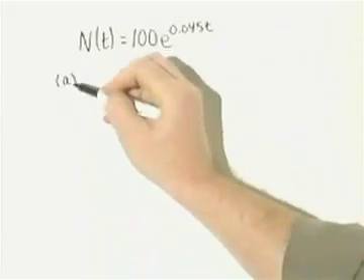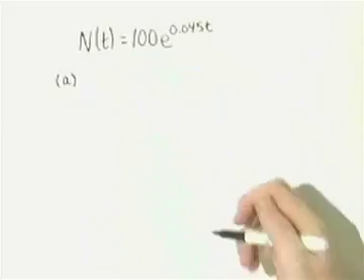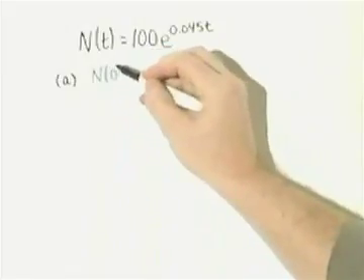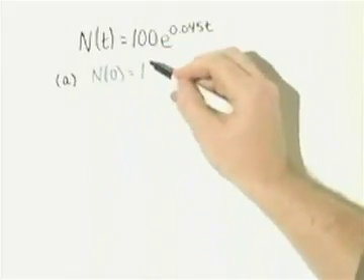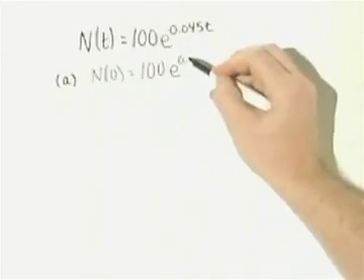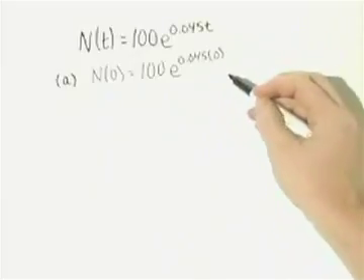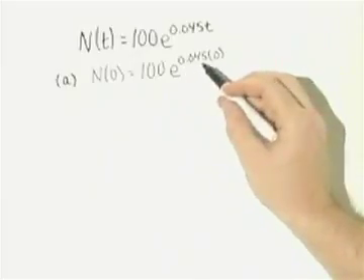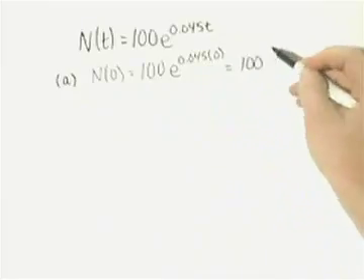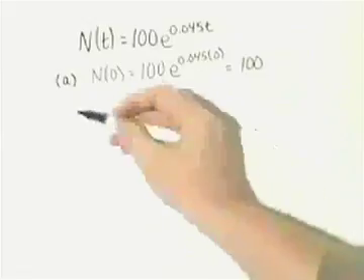The initial question that we want to answer is, what was the initial amount of bacteria in this population? To find that out, we just evaluate the function at t equals 0. We get n of 0 equals 100 e to the 0.045 times 0 power. Well, this becomes e to the 0 power, which of course is 1. We have 100 times 1, so the initial population is 100 grams.